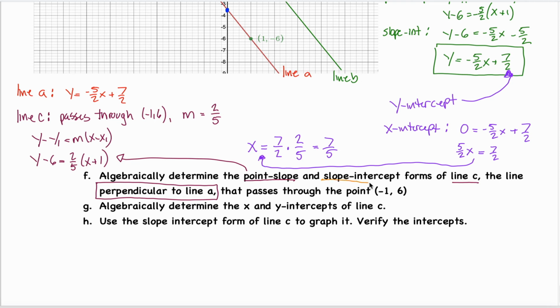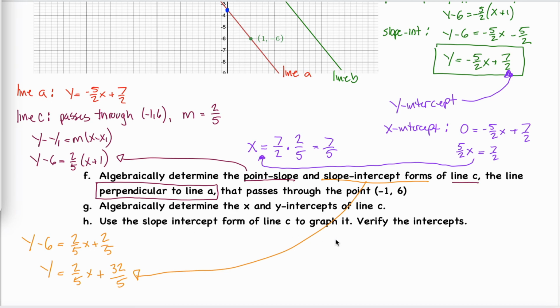What about slope-intercept form? Well, that's easy enough. Just solve this for y. So I first take this 2/5 and distribute it through the parentheses. y minus 6 equals 2/5 x plus 2/5. And then I add 6 to both sides of the equation. I get y equals 2/5 x plus, let's see, 6 over 1 is the same as 30 over 5. So I would have 30 over 5 plus 2 over 5, I would have 32/5. Here's the slope-intercept form of line C.